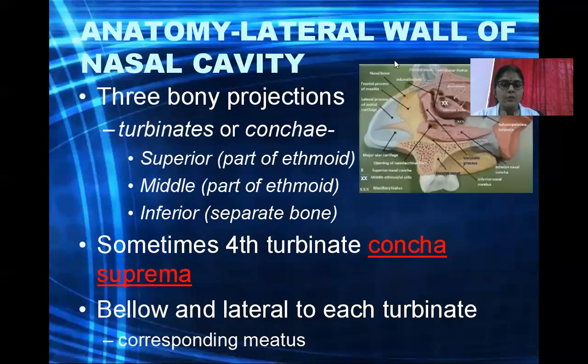There are three bony projections called turbinates or conchae: superior, middle, and inferior. If you can see in the diagram, can you see this? Yes, that's the middle turbinate and that's the inferior turbinate.